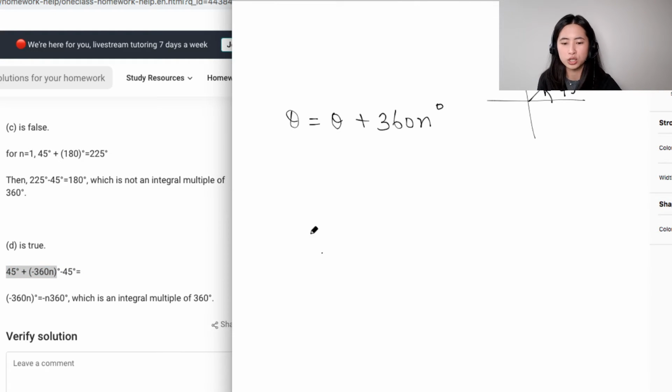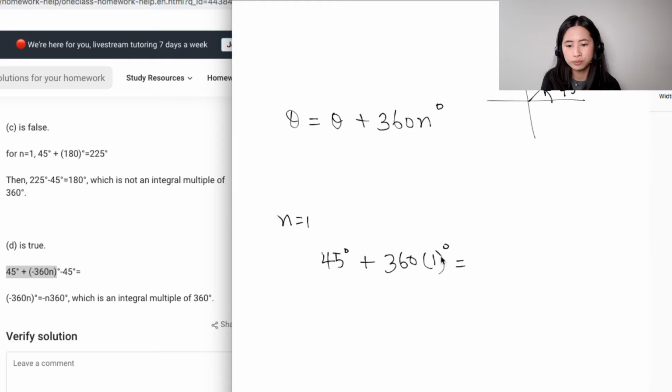So maybe I can show you that. Okay, so you have 45 degrees. That's the angle. And then they're saying that you have a negative 360n, right? So you're supposed to add, so let n be equal to 1. And then you're saying that you have 360 times 1, right? That's your n. And that's going to be in degrees, right? Like the whole thing. So when you add the 2, and this is supposed to be negative 360.